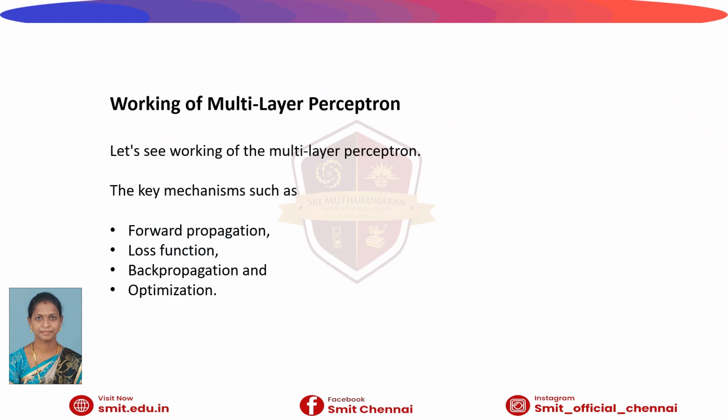Working of multi-layer perceptron. The operation of an MLP consists of four important stages. These are forward propagation, loss function calculation, back propagation, and optimization. These steps are repeated many times during training to improve the accuracy of the network.